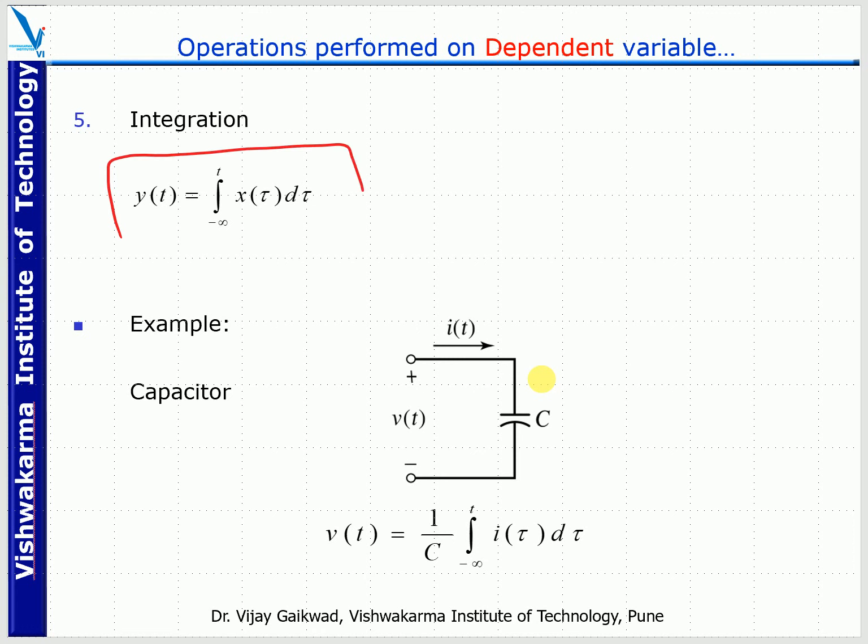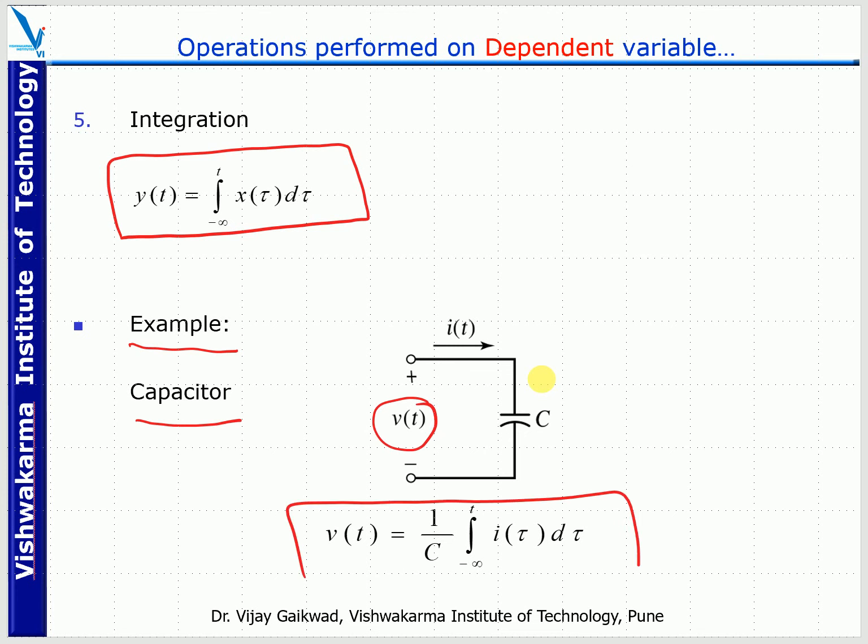Equation of integration operation is given by y of t is equal to integration of x of tau d tau. So here new signal y of t is obtained by taking integration on the amplitude of the input signal. A good example of integration operation is the capacitor, and the voltage developed across the capacitor is given by the equation V of t is equal to 1 by c integration I of tau d tau.